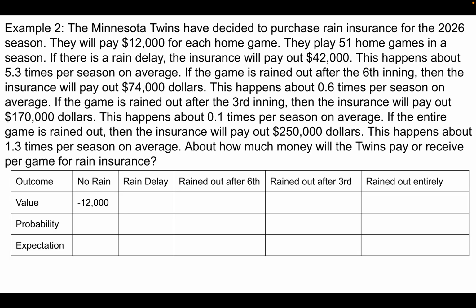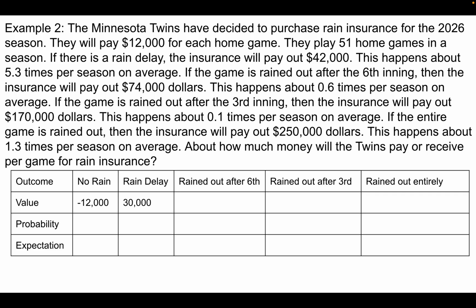Okay, if there's no rain, well, then the team is just going to lose $12,000 for that game because they paid for the rain insurance. If there's a delay, now it says the insurance is going to pay out $42,000, but then the team is paying out $12,000 for insurance. So 42,000 minus 12,000 is $30,000, right? That's how much they'll net. That's how much they'll make.